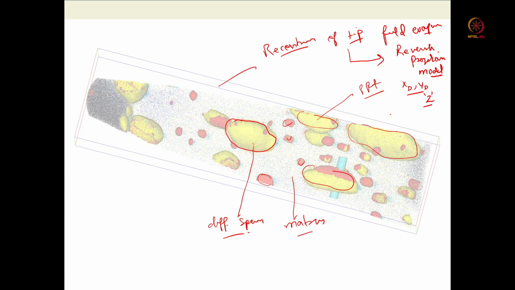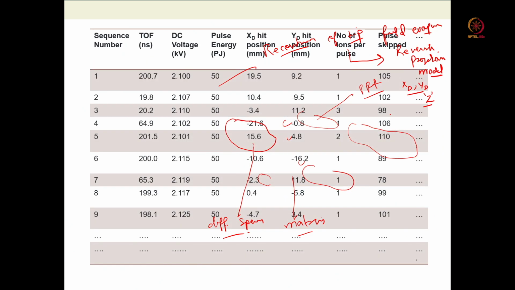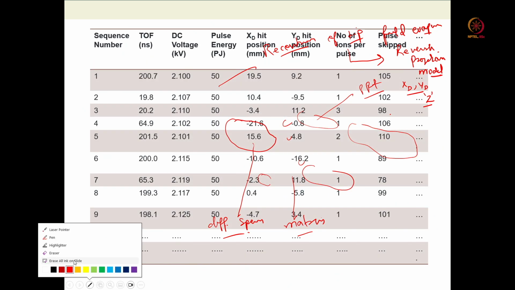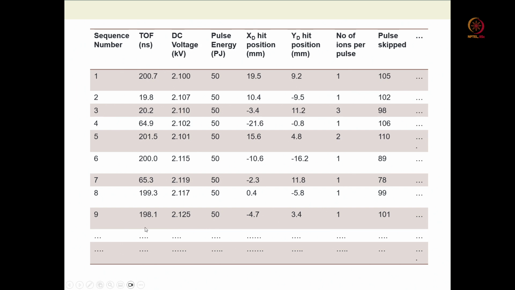Now, from the instrument, what information do we get? The first thing we get is the sequence number. If you have a needle specimen, the atoms which are polarized travel along the field lines, and layer by layer these ions get accelerated towards the detector. So it is a layer by layer process.